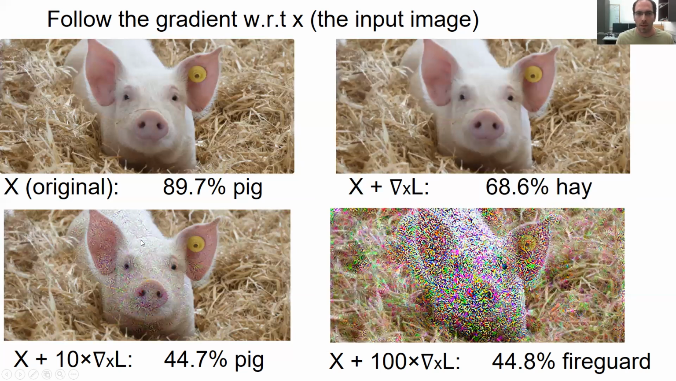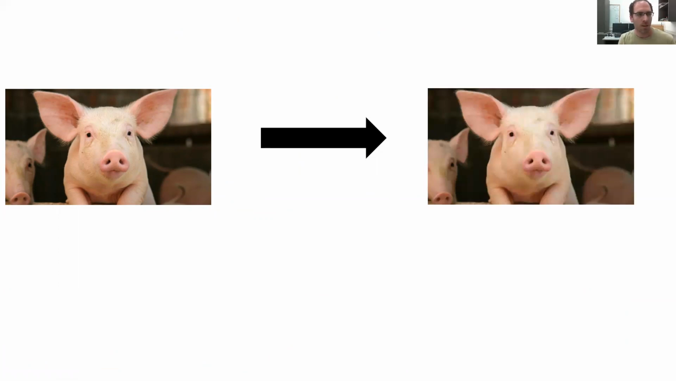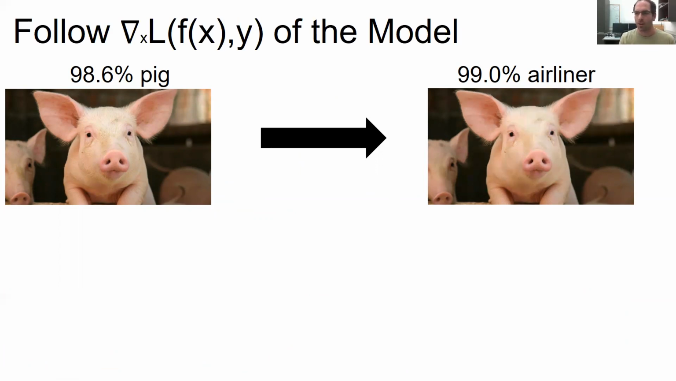This is the fire guard. Or the same goes with this example that I've shown. We try to fool the model to make the pig look like an airliner, but all we got was this similar-looking pig, which the model is really, really sure is an airliner, but nothing changed in the image itself. However, this is by following the gradient of the model.